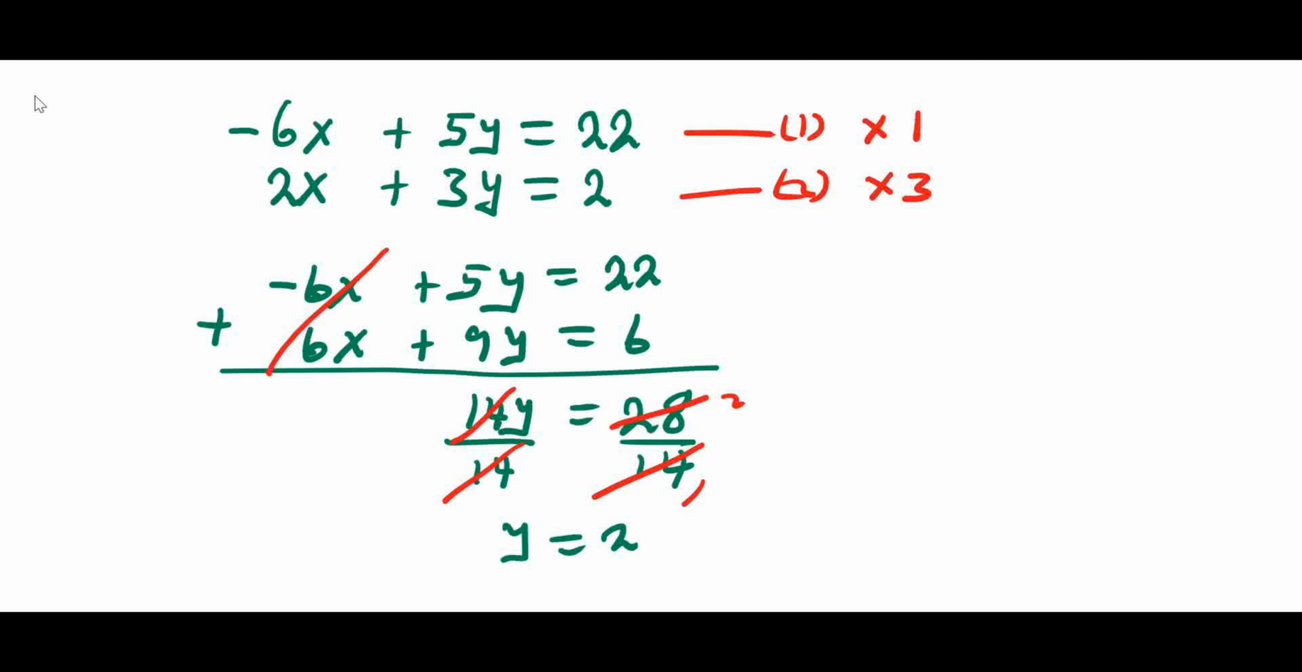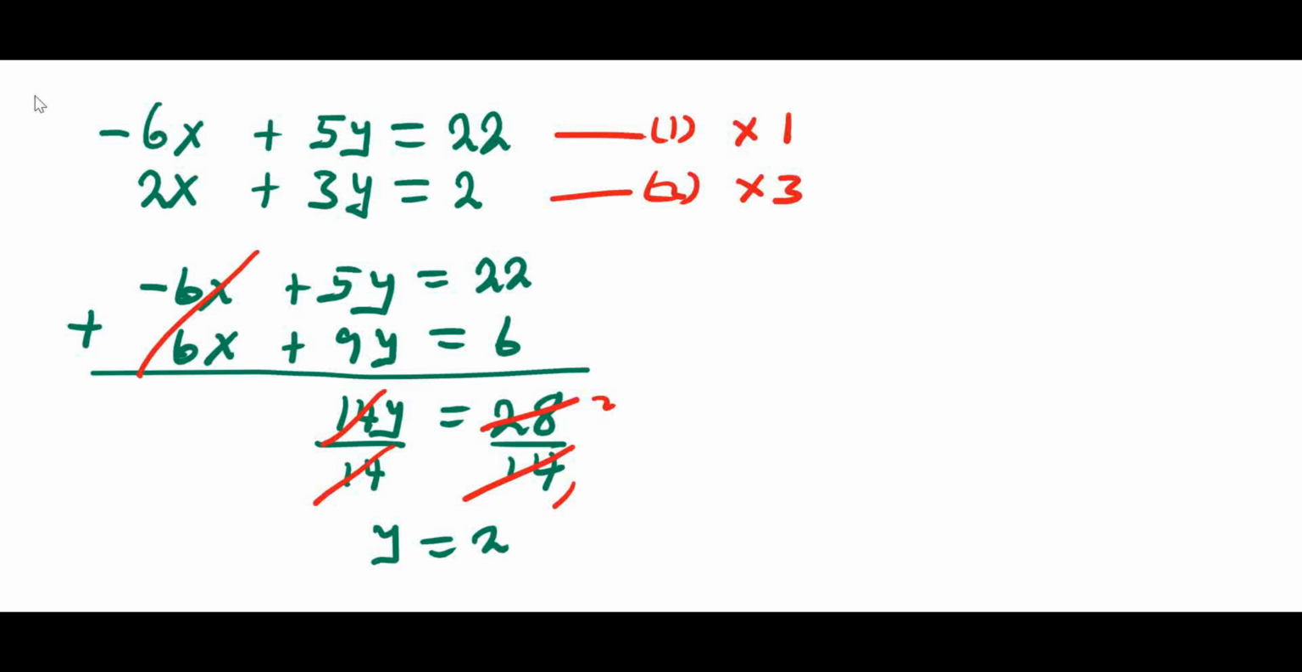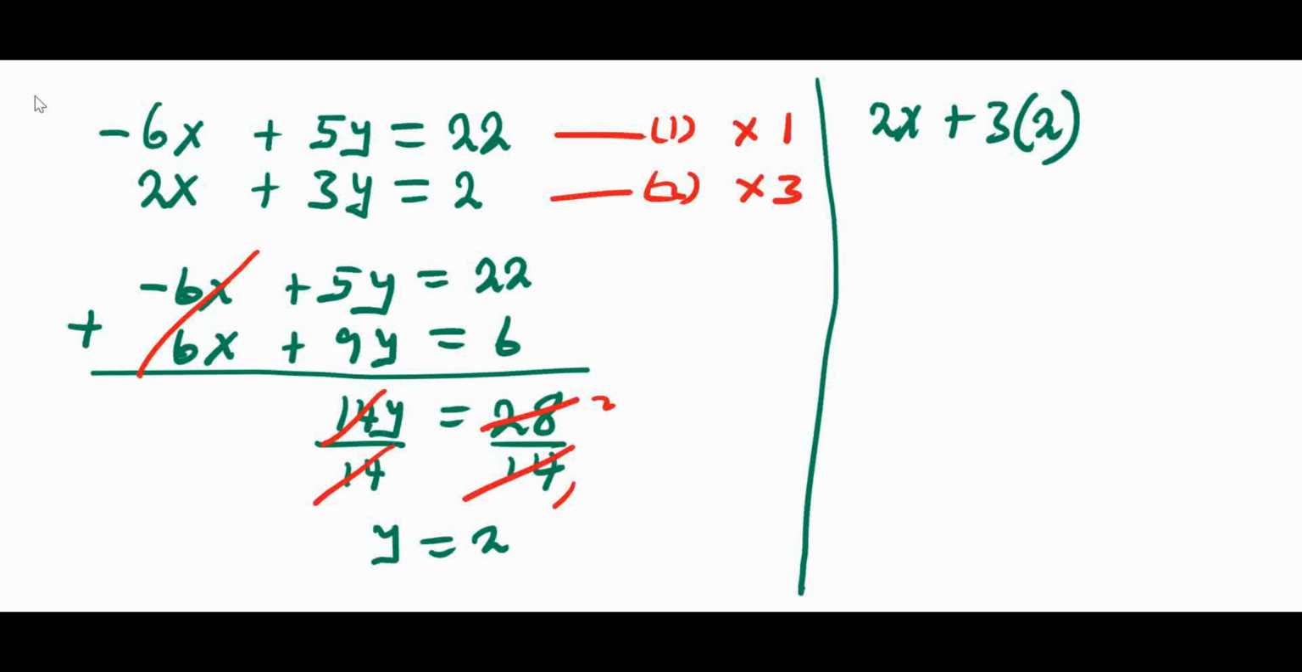We have just found the value of y, and next we need to calculate for x. So to do that, we substitute this into any of the equations, either equation 1 or equation 2. Let's substitute into equation 2. So we have 2x plus 3y. Since the value of y is 2, we can simply substitute it here, equals to 2. So this will become 2x plus 3 times 2 is 6, equals 2. And we can subtract 6 from both sides.